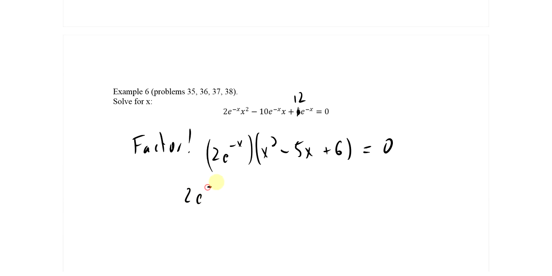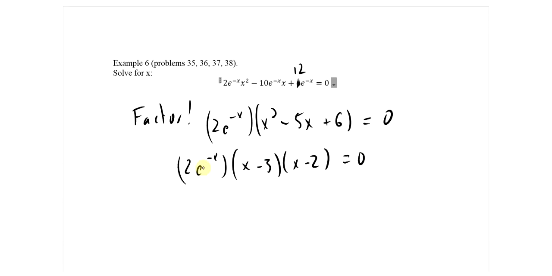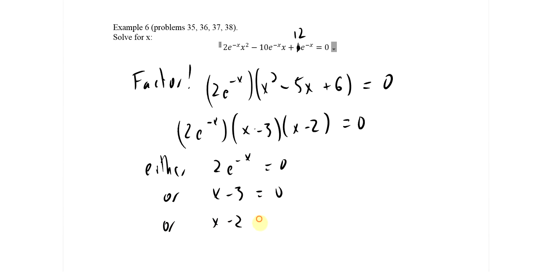And when we finish our factorization, we get x minus 3 times x minus 2 equals 0. So, having done factoring, why do we like doing factoring? Well, we know if we have a bunch of things multiplied to give you 0, that means one of them's got to be 0. So now we can solve. So, either 2e to the minus x equals 0, or x minus 3 equals 0, or x minus 2 equals 0.